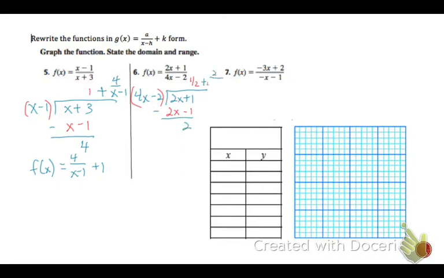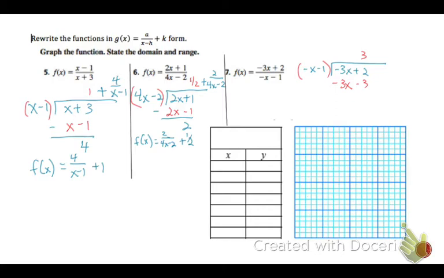If we subtract, our 2x's subtract out, 1 minus a negative 1 is positive 2. So we'll get plus 2 over 4x minus 2. So our function is 2 over 4x minus 2 plus 1/2. And I'm going to write this as a 1/2 there. Now let's do number 7. Ooh, and I am dividing. Sorry. All right, so we have negative 3x plus 2 divided by negative x minus 1.